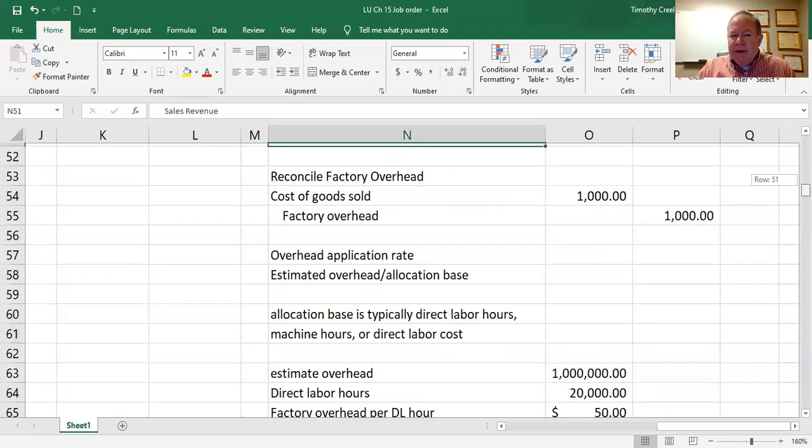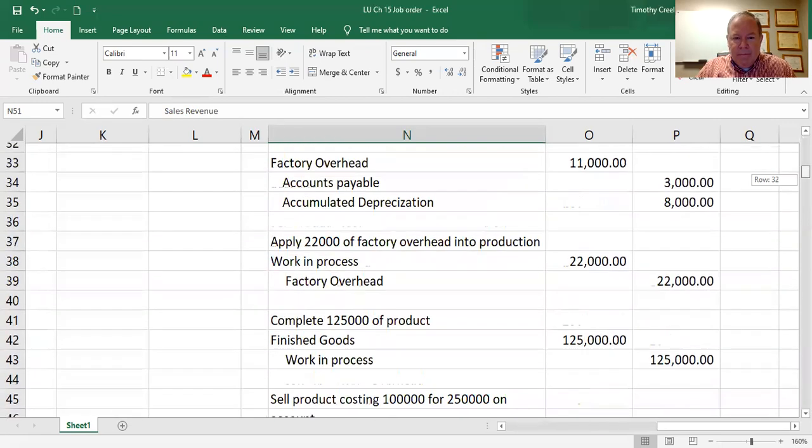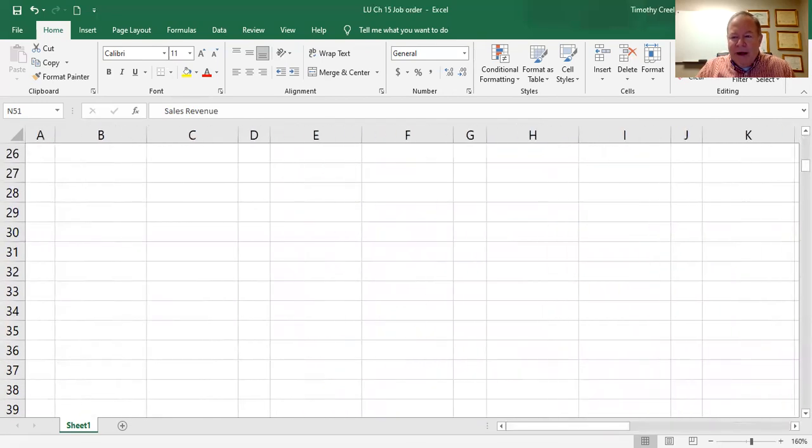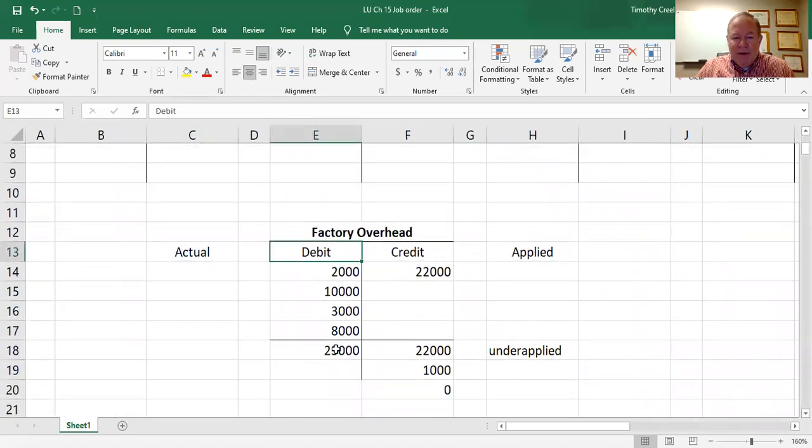Now, the last thing we'd want to do is reconcile factory overhead. If we're reconciling factory overhead, we would look at the factory overhead account. And notice here that our debit side has a balance of $23,000. If we add this down, we get $23,000. Our credit side is $22,000, and we applied $22,000 into the product. So that was what we applied to the product. Remember I said that there's always a little bit of a difference. It's typically close. We come up with a pretty good rate, but there's always a little bit of a difference here.